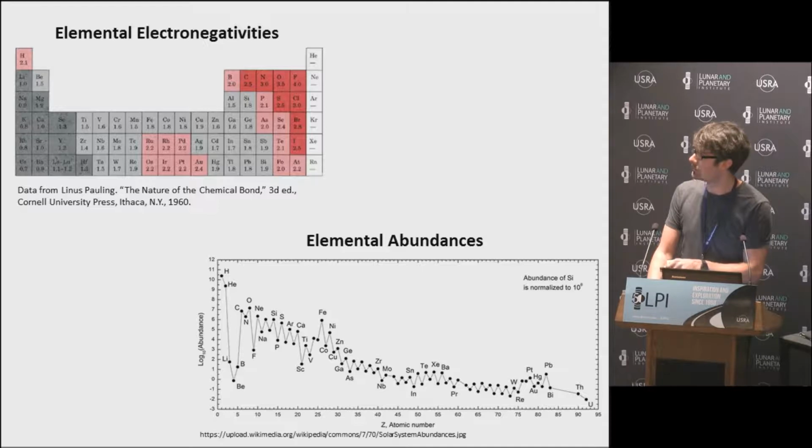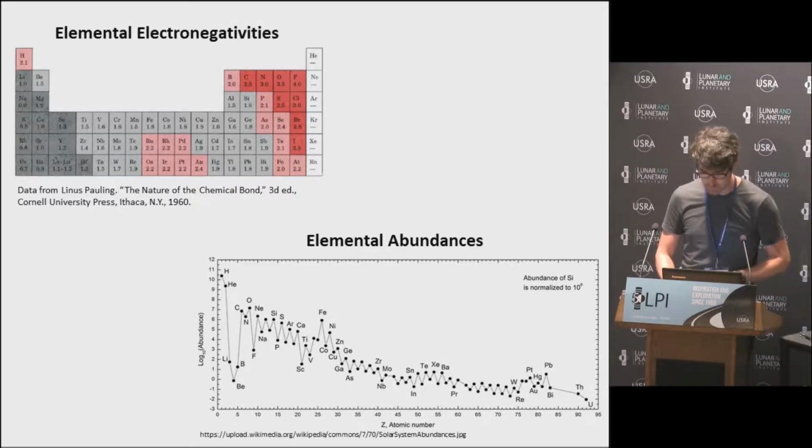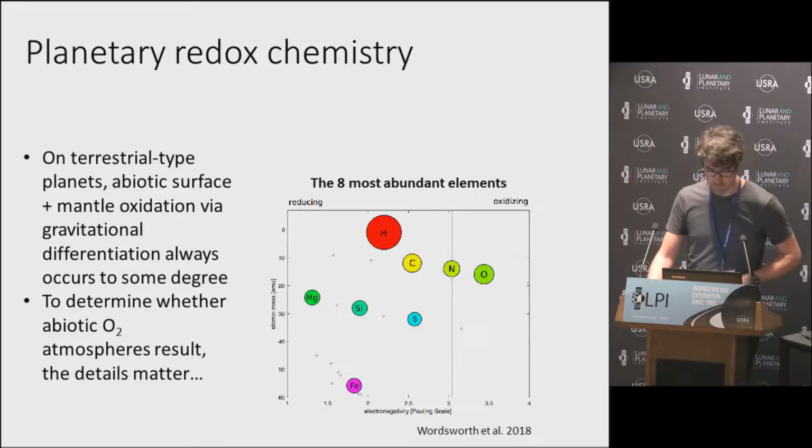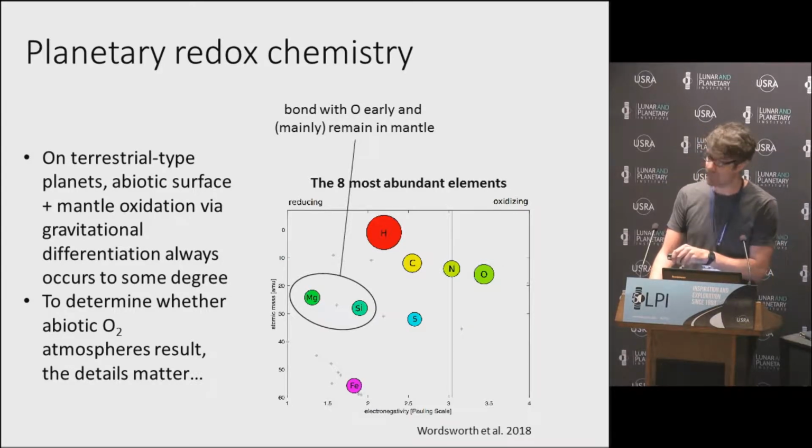So when you take these two pieces of information, you can produce a plot that I think is quite informative about what we should expect for general trends. So on the x-axis here, we have electronegativity with more potentially oxidizing species in this direction. On the y-axis, there's atomic mass. And I've plotted the 8 most abundant elements based on solar system abundances. 2 of these, magnesium and silicon, tend to bond early on with oxygen, usually in the protoplanetary disk phase, and subsequently mainly remain in the planet's mantle.